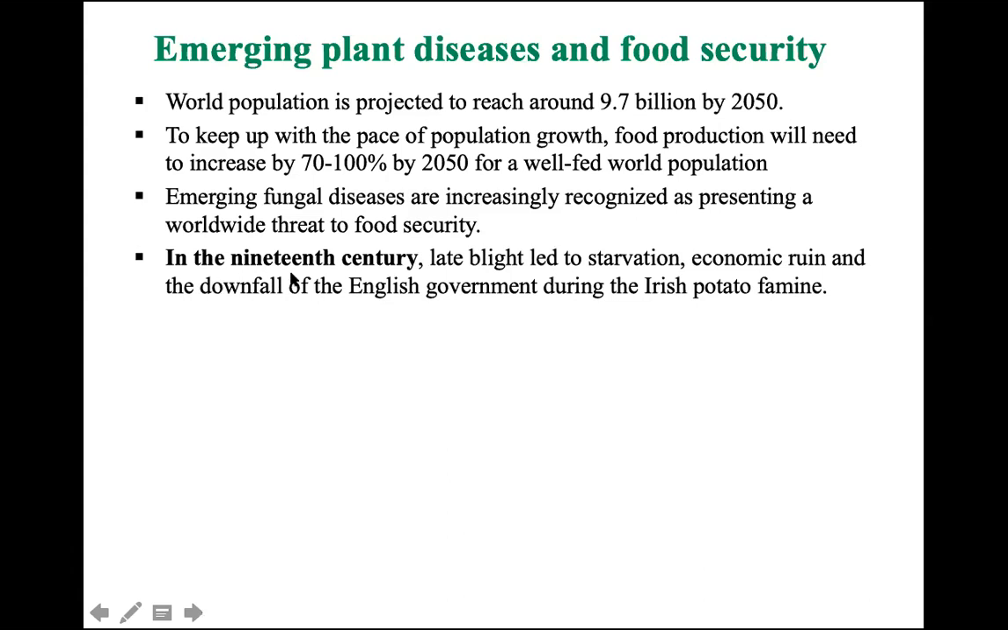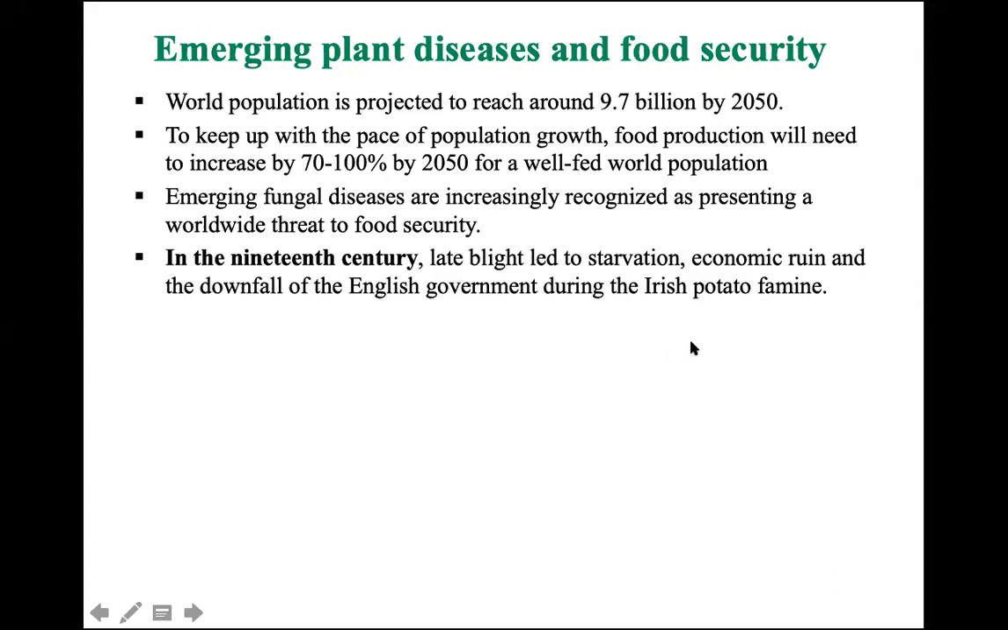In the 19th century, late blight led to starvation. Late blight of '42 in Ireland caused the death of more than 1 million people in Ireland due to starvation. And it was called in human history the Great Irish Potato Famine. Due to one plant disease, 1 million people died, and more than 1 million people migrated from Ireland to other countries. And it was in human history an unprecedented event.